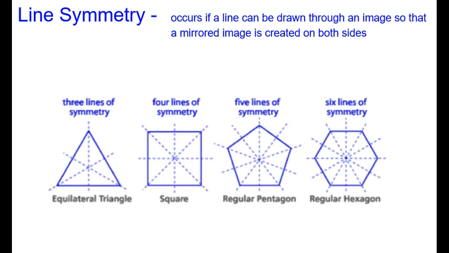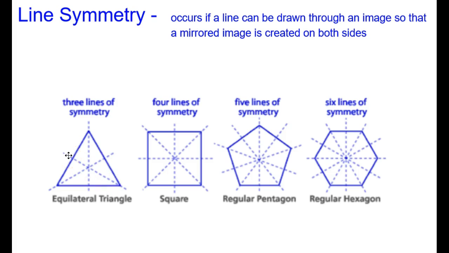Lines of symmetry occur most often if we're talking about regular polygons. For instance, if we have an equilateral triangle, meaning all three sides are the same length and all three angles are the same, 60 degrees, there's going to be three lines of symmetry. If we start at one vertex and go perpendicular to the opposite side, that's one line of symmetry, and then the same for the other vertices as well.